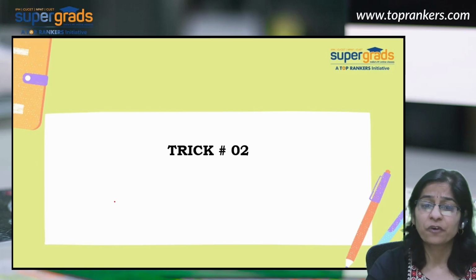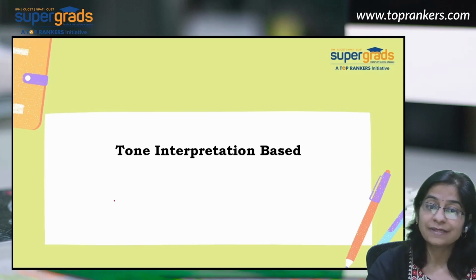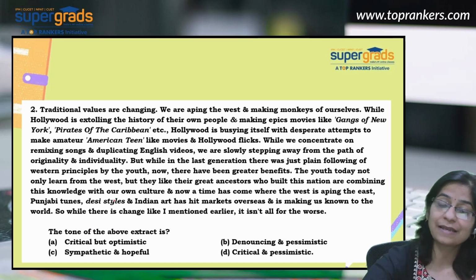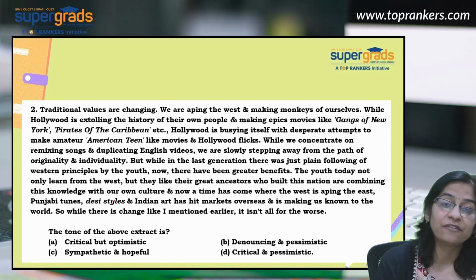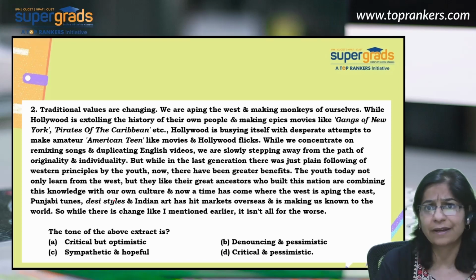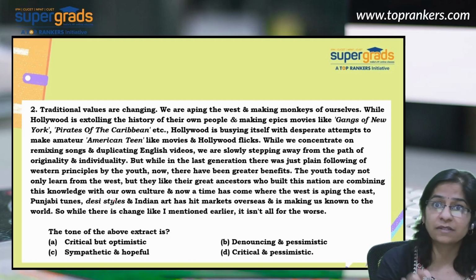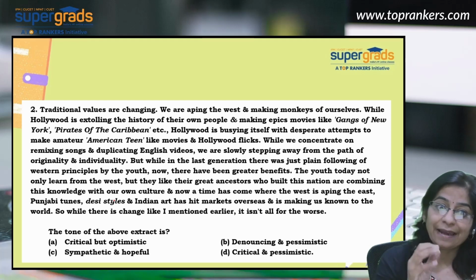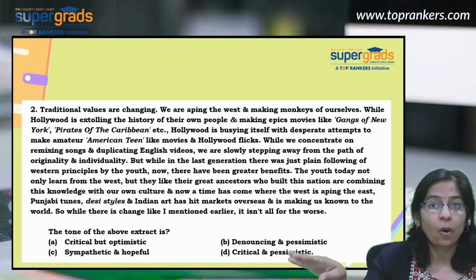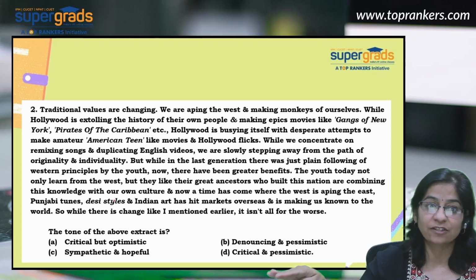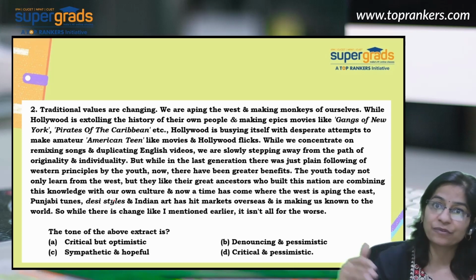Trick number two, for questions based on interpretation of the tone. So here, see, you have to understand the choice of words. Generally, the first line itself will tell you a lot about the writer's thought process. When you know that you have to answer a tone-based question, try and identify as you read whether the writer is annoyed, whether he's happy, or he's neutral. He's just stating some facts. So, these will help you decide which tone to select out of the given options.